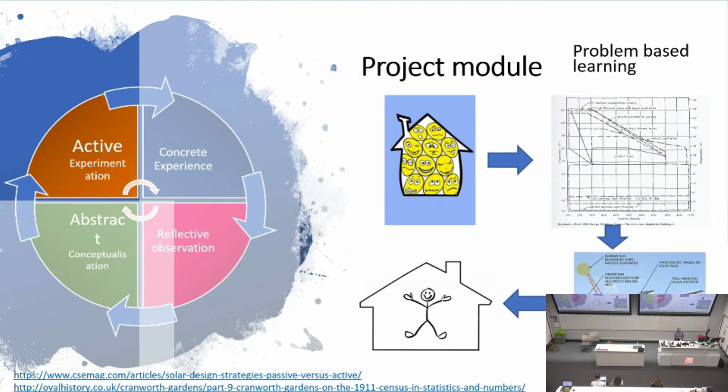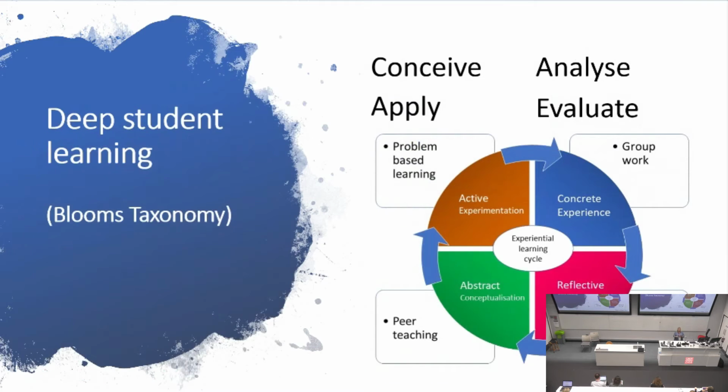The final element of this, the active experimentation, actually took place in a partner project module, which is based on problem-based learning, where the students had the situation of occupants in a building, had to go through the concept of what of the passive design strategies they should implement, how they could integrate those into a building, hopefully resulting in happy occupants.